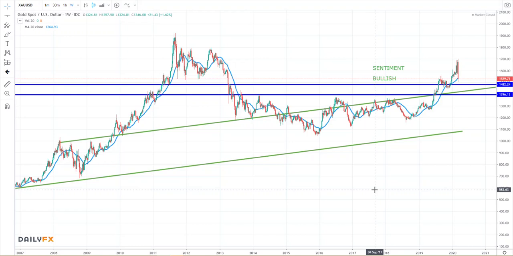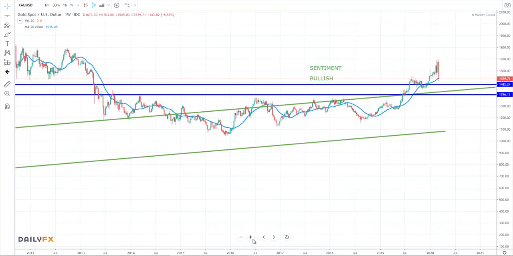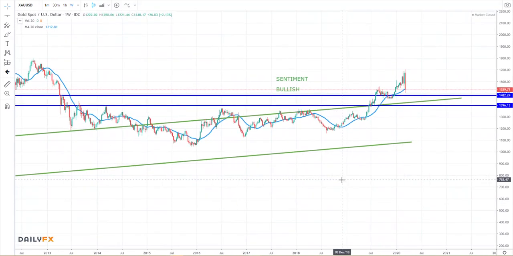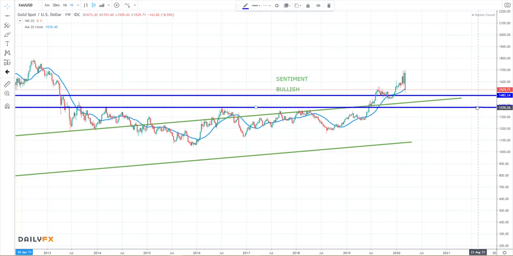Okay, so we're looking at the weekly chart for gold. Overall, my sentiment is bullish, even though we had a big sell-off last week. What we're looking at here is that the weekly candle closed just above the fast 20-week moving average. Also, I've outlined these two blue horizontal lines. It's right around the $1,400 mark and stretches down to about $1,375. So this is our support and resistance zone.